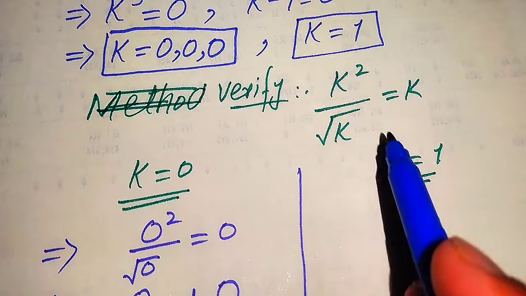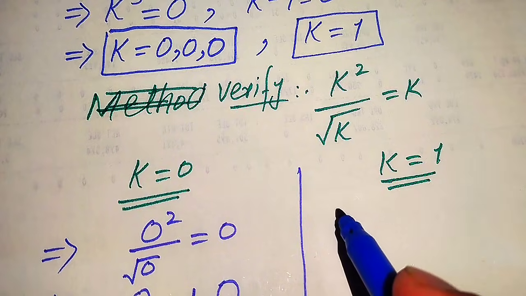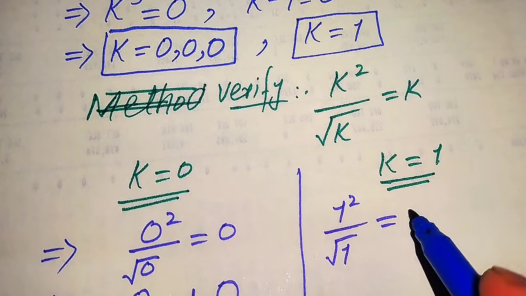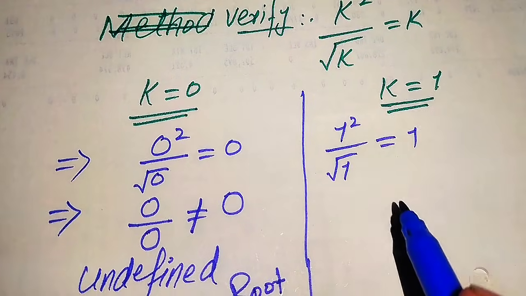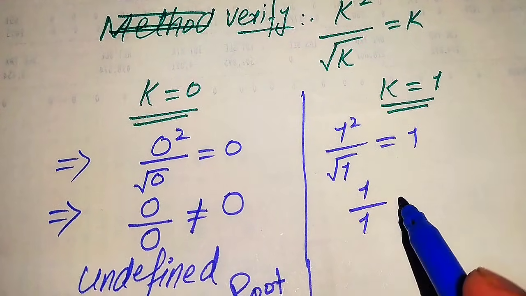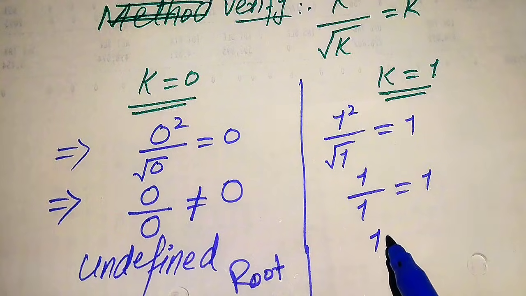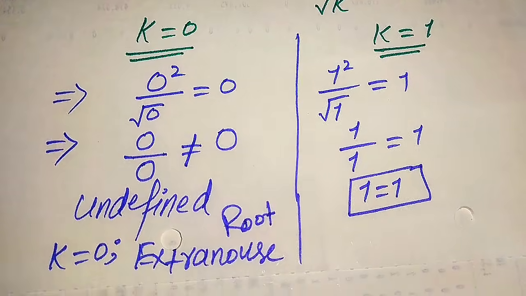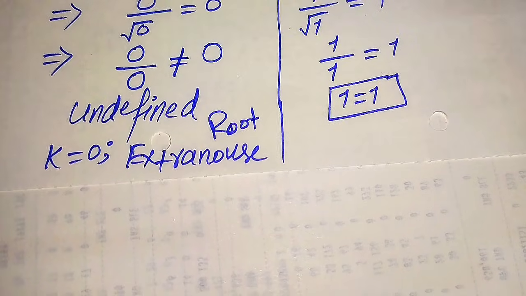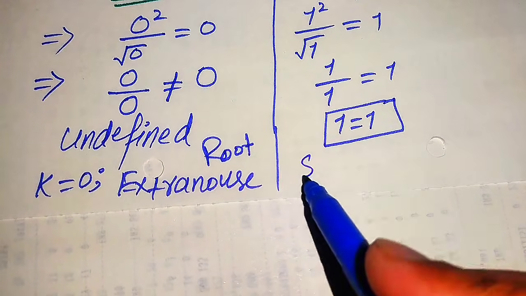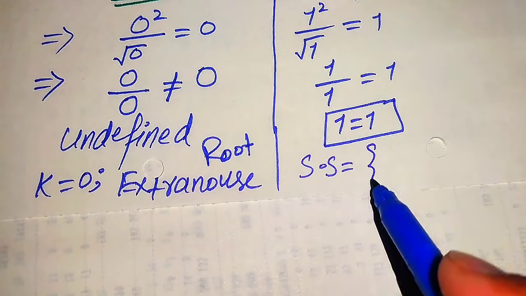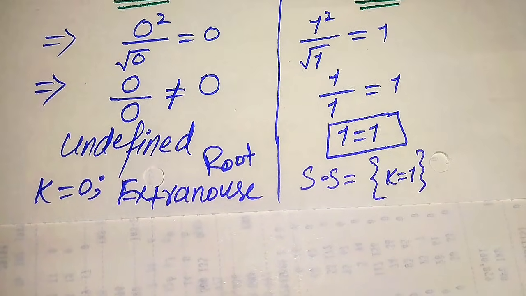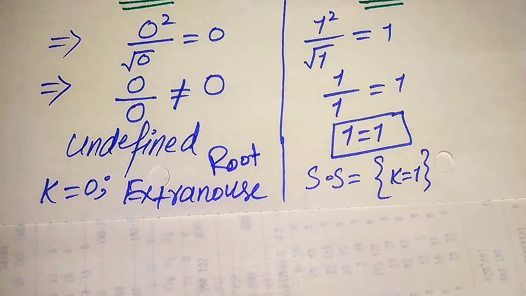So we put k equals 1 into the given question statement, and it will be written as 1 square divided by square root of 1 is equal to 1. So 1 square becomes 1, divided by 1 is equal to 1, and this shows that 1 equals 1. This means that both of the sides are equal. So we conclude that k equals 1 is the solution set of the given equation because it satisfies our given question statement. So from the first method, this is the final solution of this problem.